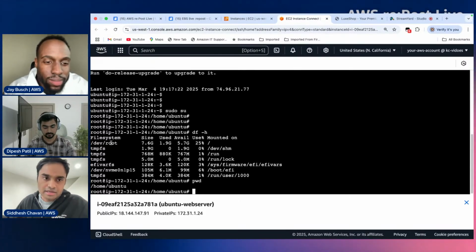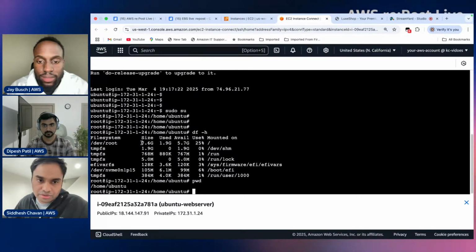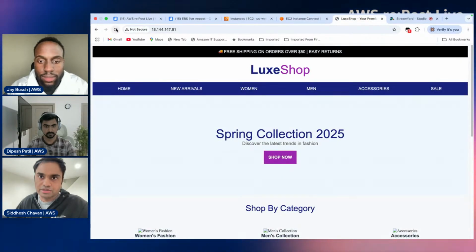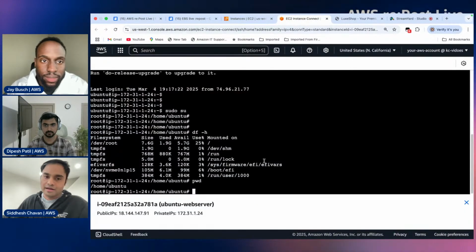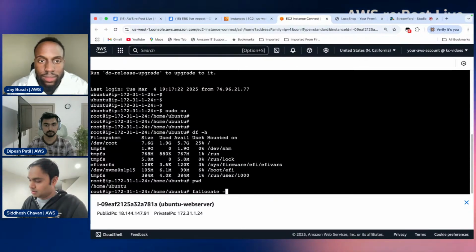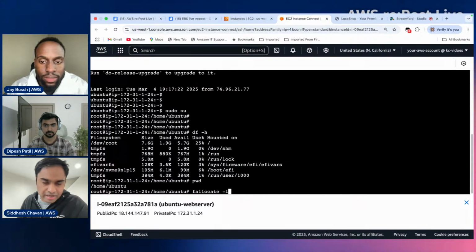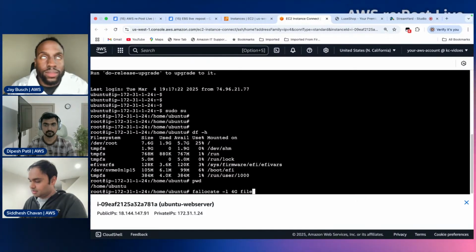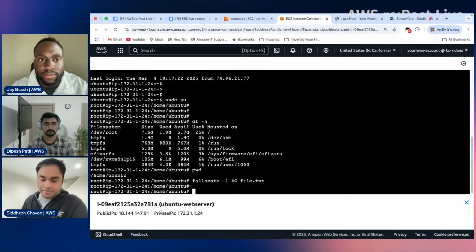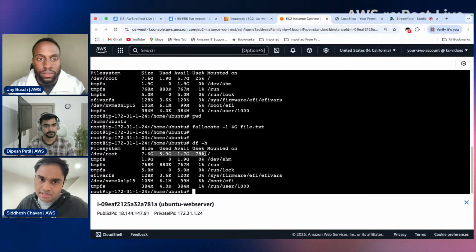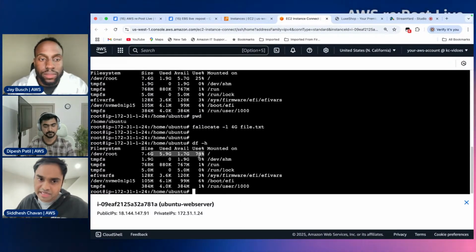In this case, you can see this is a single root volume, which is currently 25% used, and my website is running very smoothly, no issues. I can reload and go to multiple pages, no concerns at all. So let's simulate one scenario. I currently have 5.7 GB, so let me create one 4 GB file. Once this is created, you can see I'm running low on disk space. My disk utilization is around 78%.